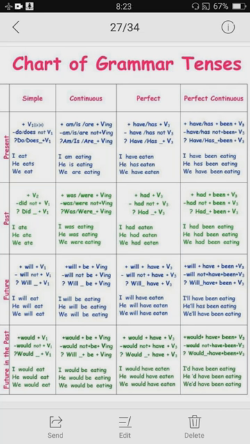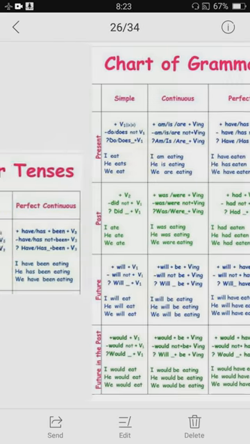Hello dear students, in our earlier video we were discussing the tenses, and I have already explained to you present and past tense. Now let's move to the future tense.